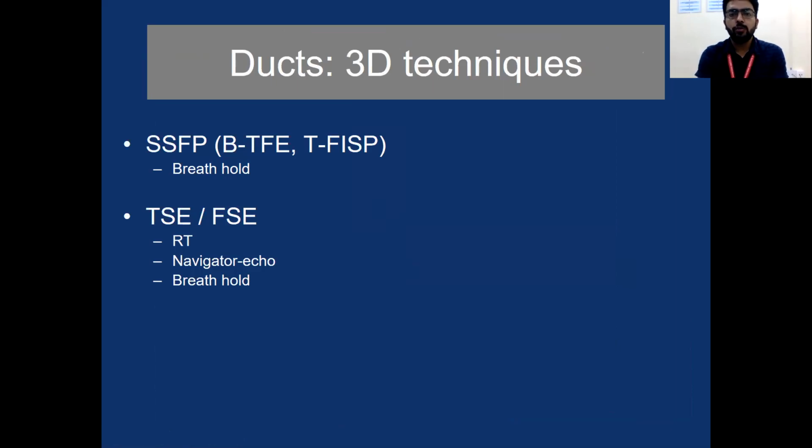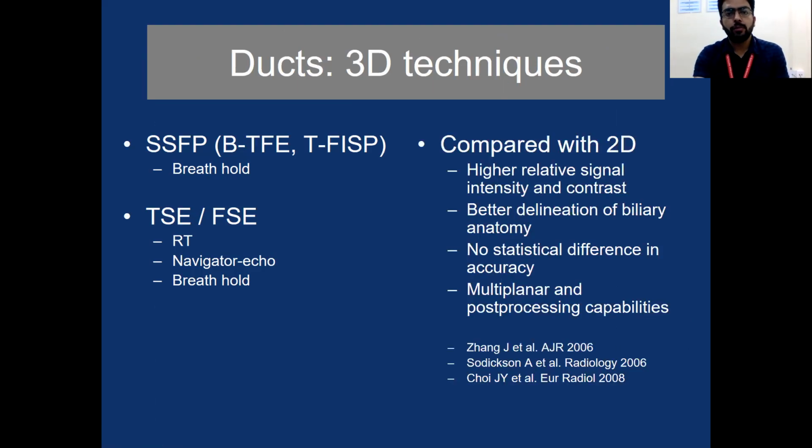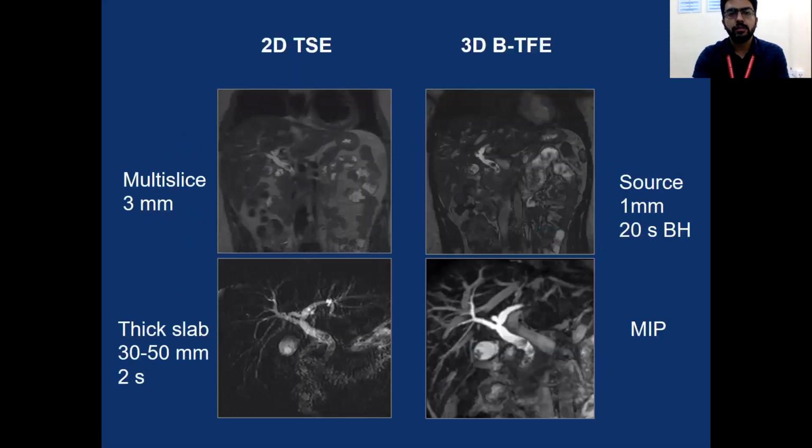Ducts can also be viewed by 3D techniques. SSFP, that is BTFE, TFISP, breath hold sequences can be obtained. 3D TSE, RT, navigator echo, and breath hold sequences can be obtained. As compared with 2D, these 3D techniques have higher relative signal intensity and contrast, better delineation of biliary anatomy, no statistical difference in accuracy, and multiplanar and post-processing capabilities can be seen.